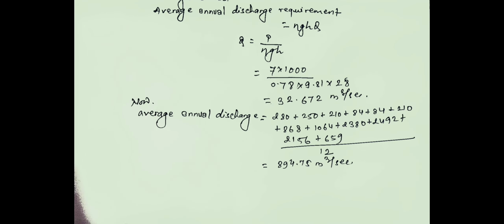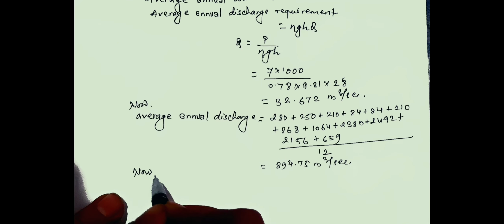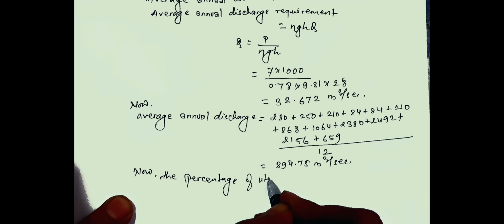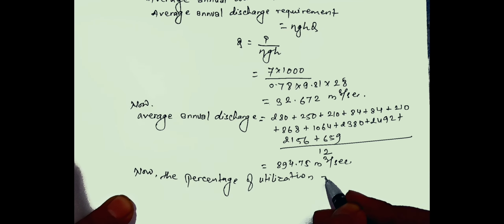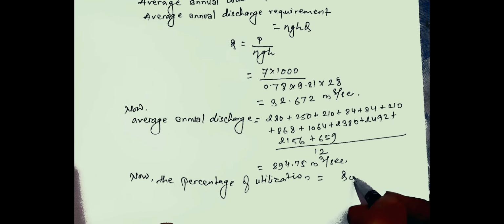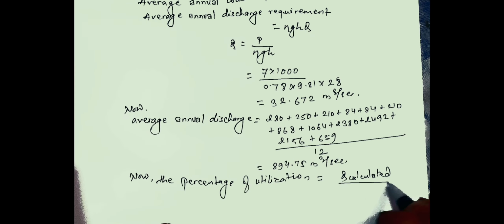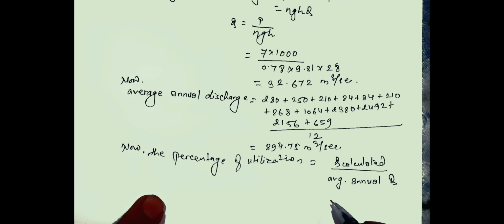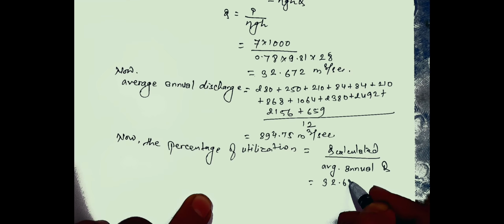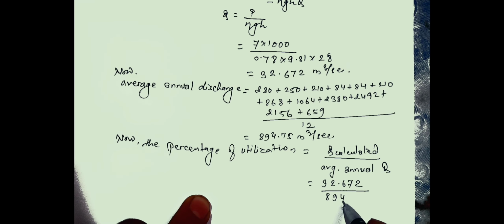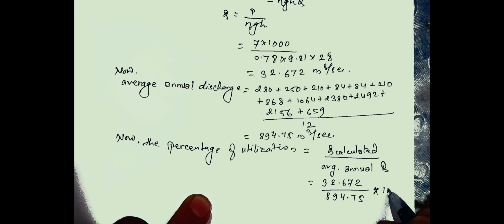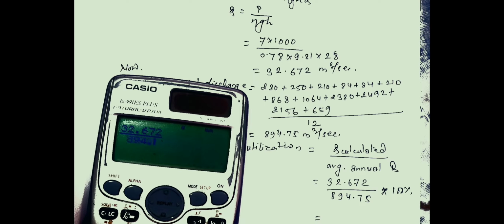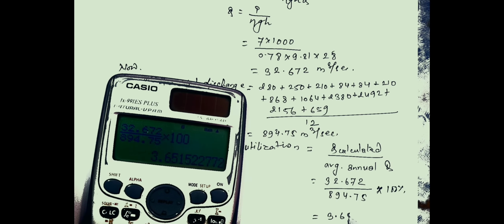Now the percentage of utilization. Utilization is equal to the calculated Q divided by the average annual Q, times 100 percent, as the question says percentage. Solving this, 32.672 divided by 894.75 into 100 percent equals 3.651 percent.